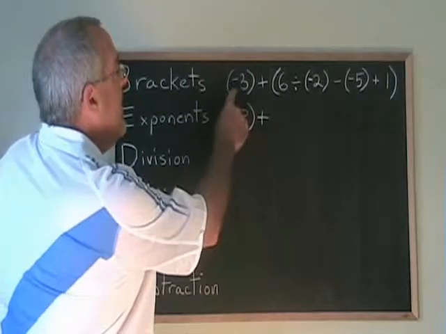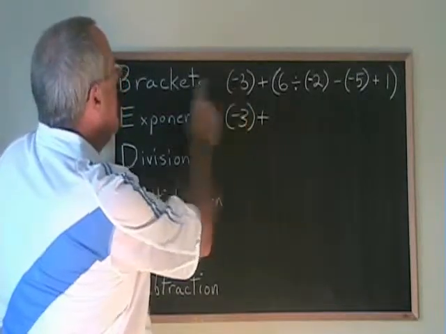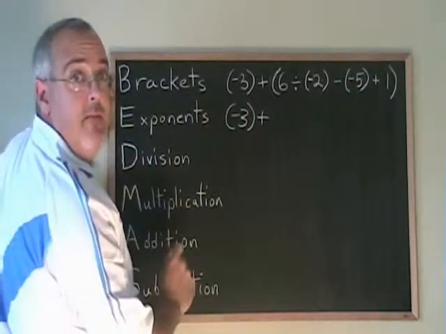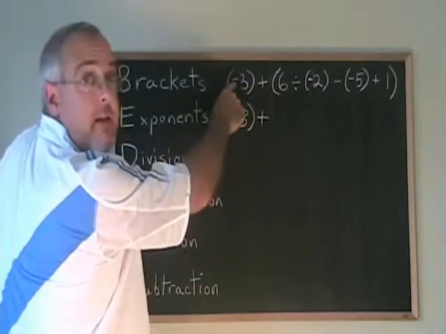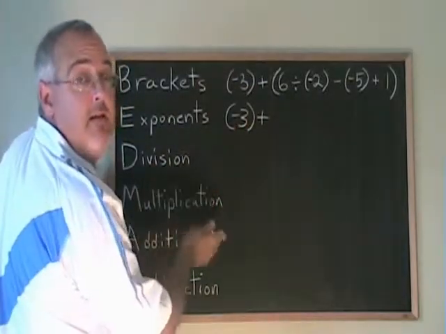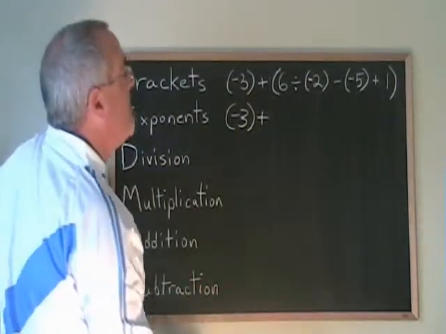Keep in mind that I put a bracket around -3, but this isn't a bracket as an operation. This is a bracket that is there just to stop me from missing this negative sign. It makes it easier to read. There's no operation inside this bracket.